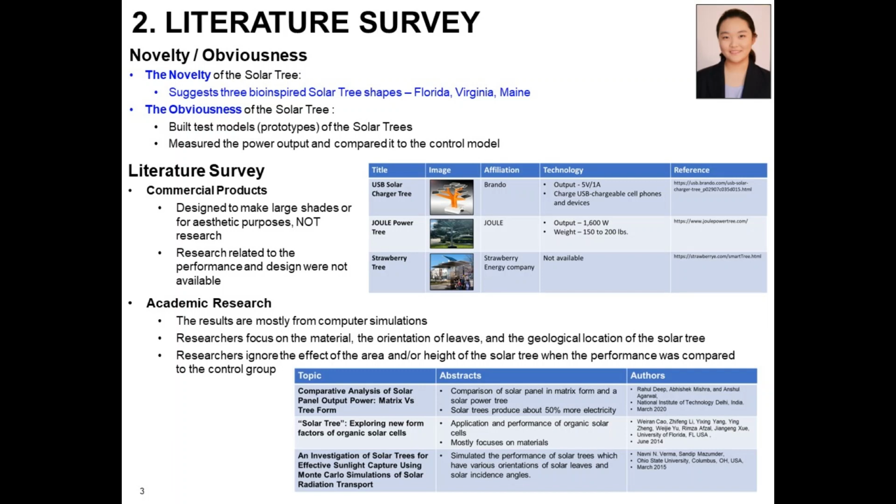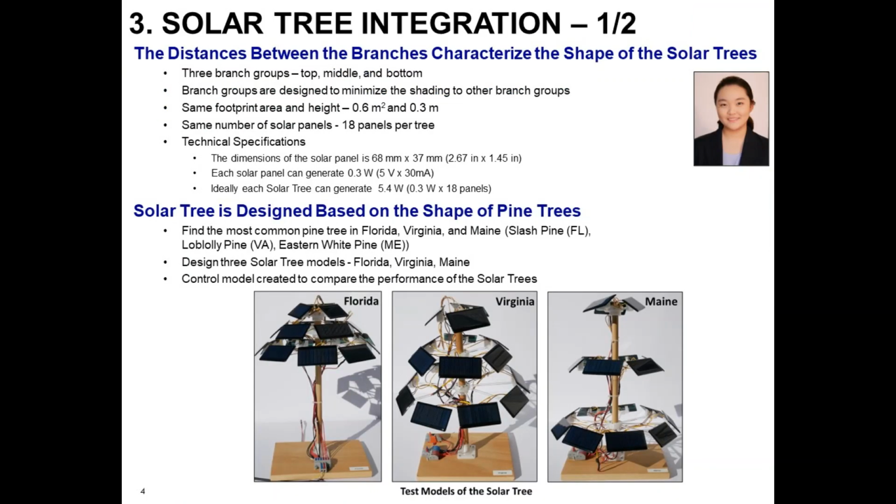There were many projects with the name Solar Tree, but commercial solar trees were mainly designed to make large shades for aesthetic purposes. There were also many academic researches, but the results mostly came from computer simulations. Researchers mainly focused on the material, the orientation of the leaves, and the geological locations. At the bottom, you can see 3 different test models of the solar trees that I created.